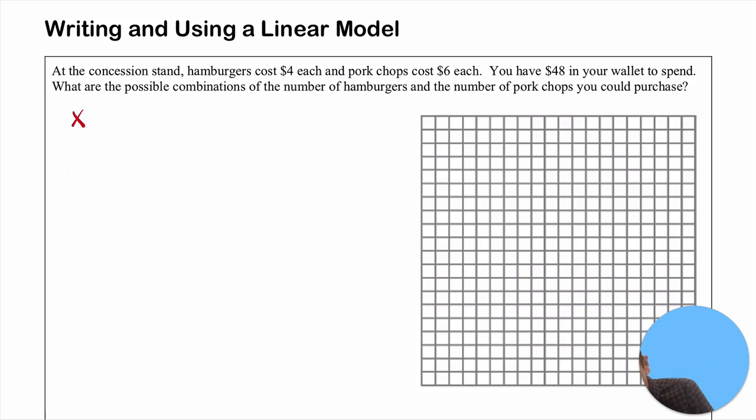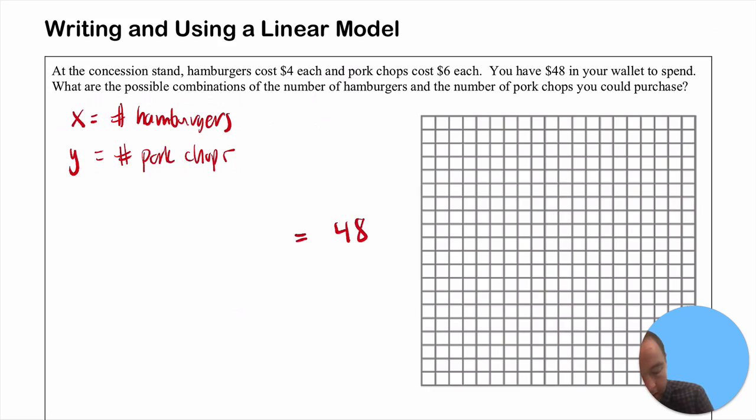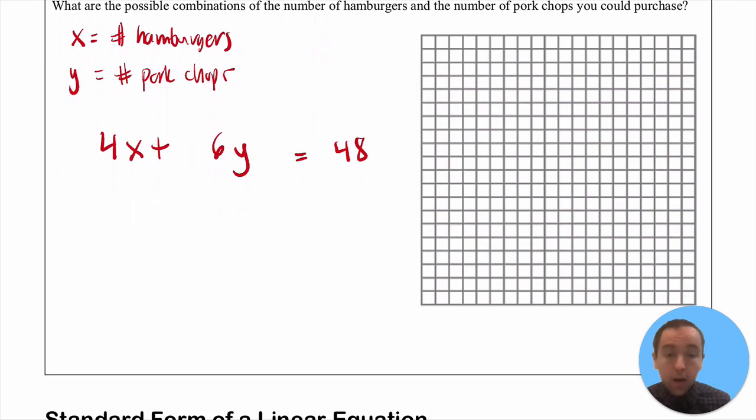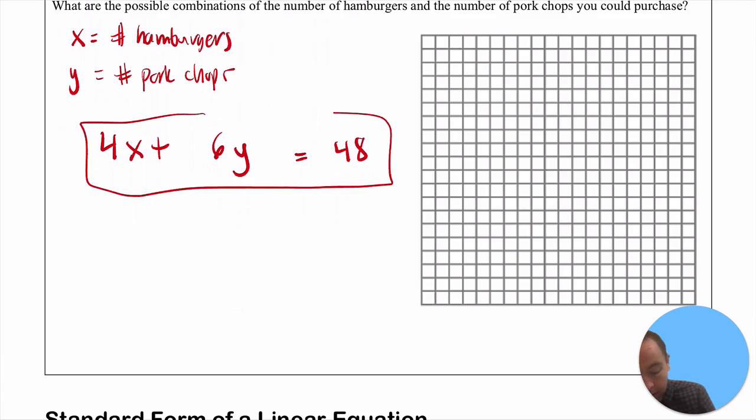So if we define some variables here and we suppose that X is going to be the number of hamburgers that you could purchase with your available funds, and then Y is going to be the number of pork chops you could purchase with your available funds. We know that if you have $48 to spend and you're going to spend exactly $48, then the number of hamburgers times its cost plus the number of pork chops times its cost should end up equaling 48. That gives you an equation that models what's going on right here.